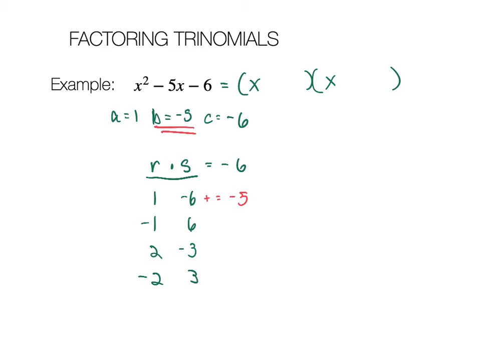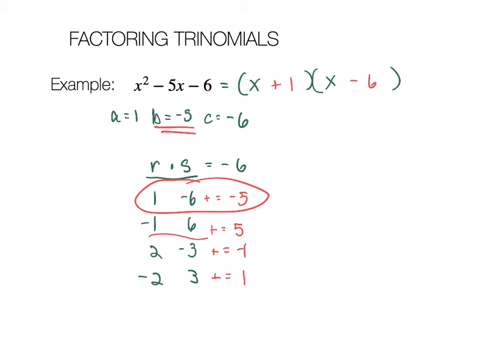Let's see what these would have added up to. They add up to positive 5. These add up to negative 1. And these add up to positive 1. The only one it could be is this guy right here. So it's plus 1 minus 6.